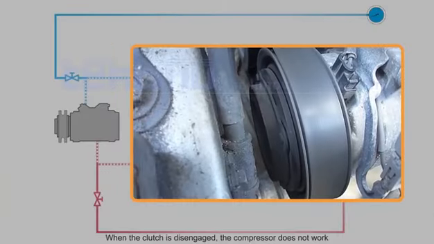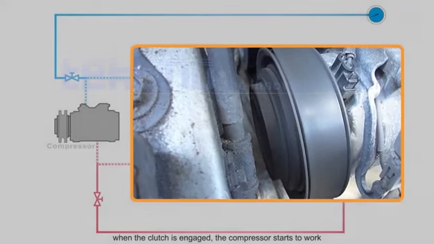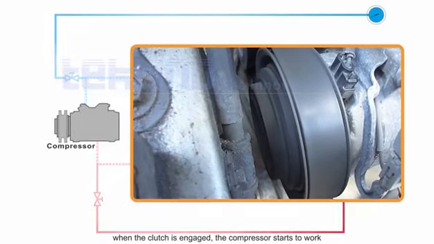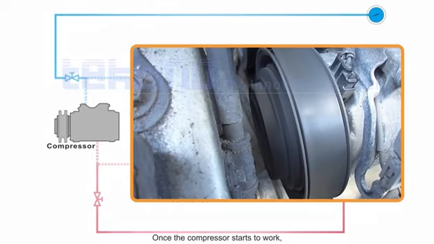When the clutch is disengaged, the compressor does not work. When the clutch is engaged, the compressor starts to work. Once the compressor starts to work, the amount of refrigerant compressed per revolution is fixed.